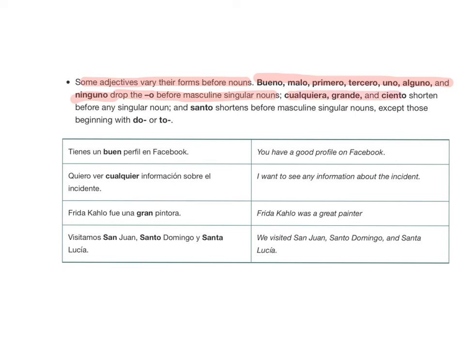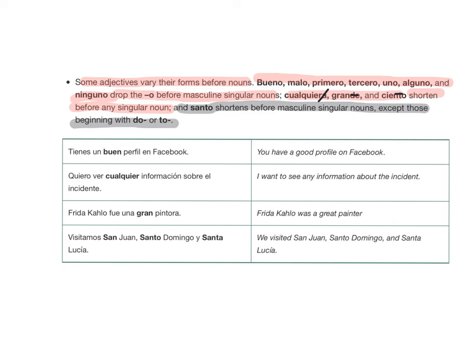Cualquiera, grande, and ciento shorten before any singular noun. So those become, let me cross it out for you. Cualquier, gran, and cien before any singular noun. And then santo, which means saint, shortens before masculine singular nouns, except if they begin with do or to.